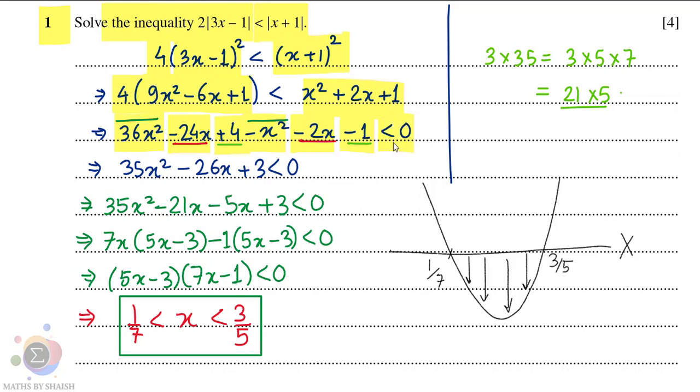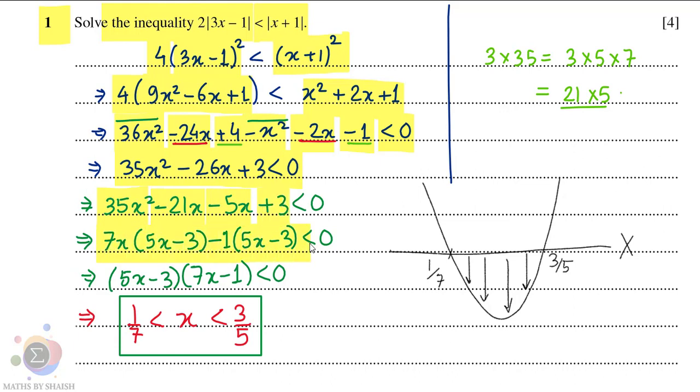Once it is less than 0, since we know how to solve quadratic inequalities, we can make it a standard quadratic form, that is 35x squared, because 36x squared minus x squared is 35x squared. Similarly, minus 26x plus 3 is less than 0. First of all, we'll solve for the roots of the quadratic equation, and for that we can split the middle term. 35 into 3 is going to be 105. So this 26 can be split into two parts, 21 and minus 5, so it will become minus 26 and plus 3.